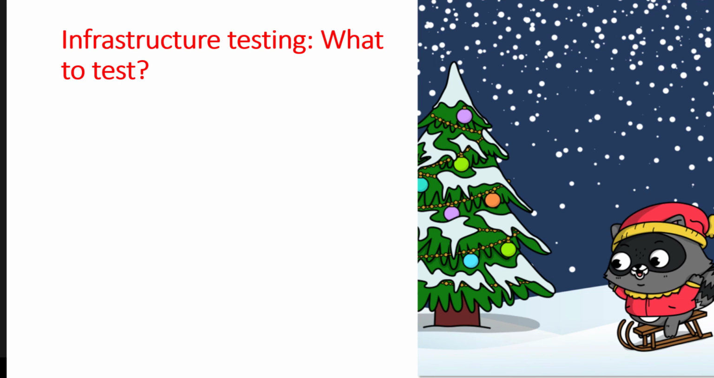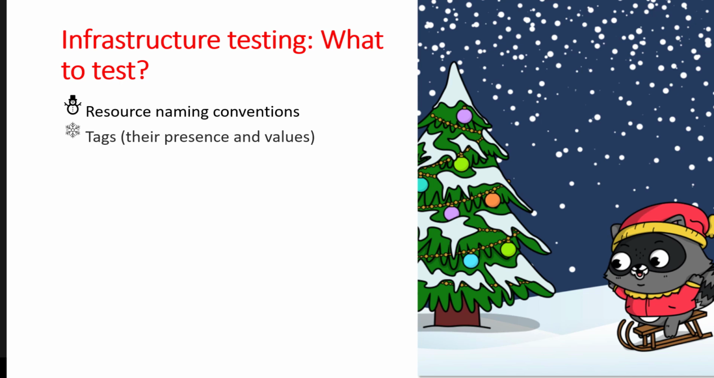So now that we understand why we should test and how to do those tests, in other words, what to use to perform those tests, let's focus for a moment on what to test. What exactly should we be testing here? There are many things that you want to be testing, and the basic things, or at least the minimal things that you should be testing, are the resource naming convention.